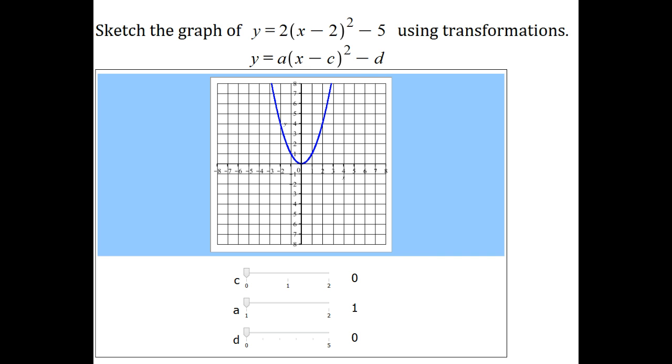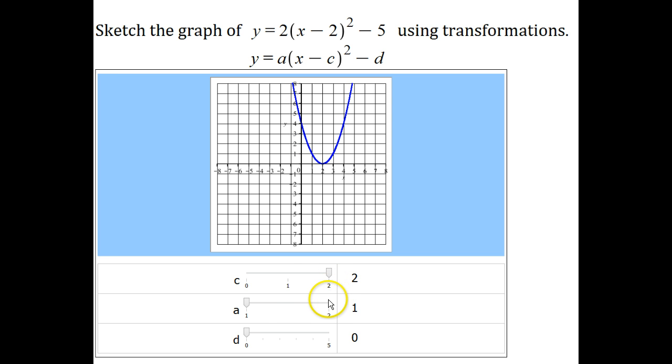Okay, so we're going to start on the inside first and work our way out. As c varies from 0 to 2, the graph is moved right 2 units. As a changes from 1 to 2, we see that the graph is becoming vertically stretched, it's becoming narrower. The graph is being pulled away from the x-axis, except the point where we're on the x-axis, where the y value is 0. When you multiply that by 2, you still obtain 0.